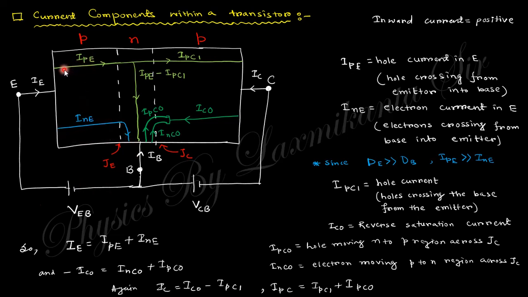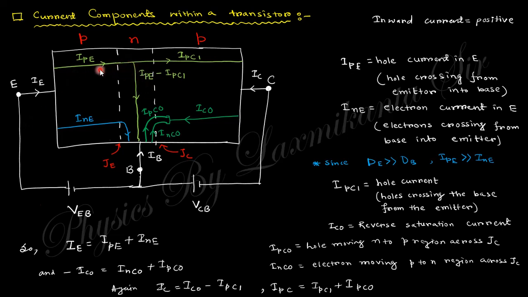Here the current will have two components. In the P side there is a majority carrier, hole, so the current flow due to holes is IPE, whereas the minority carrier is electron, so the current flow due to electrons in this region is INE. So the total current IE must be the addition of these two currents. This current is due to holes, that is the majority carrier, and this current is due to electrons, that is the minority carrier. So the addition of these two currents will be the total IE, that is the emitter current.